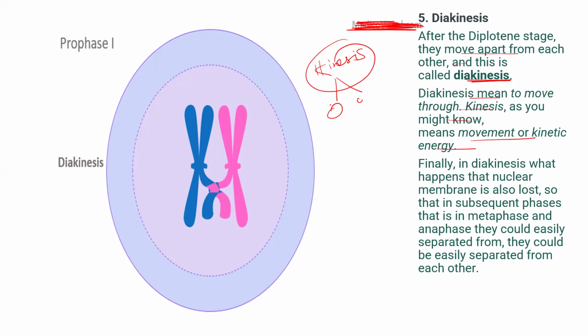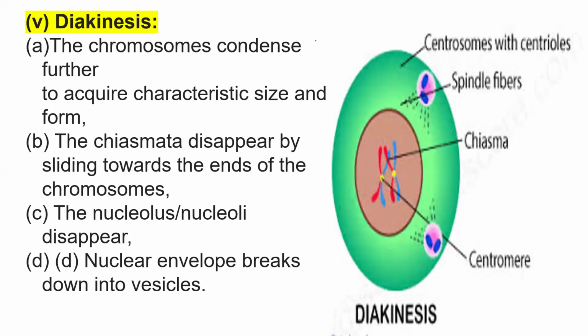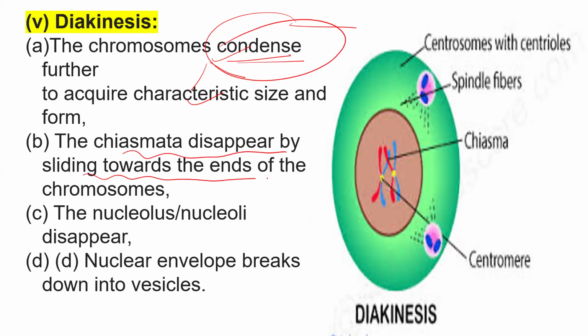So finally in diakinesis, what happens? The nuclear membrane is also lost, so that in subsequent phases, that is metaphase and anaphase, they can be easily separated from each other. In diakinesis, the chromosomes condense further to acquire their characteristic size and form. The chiasmata disappear by sliding towards the end of the chromosome, but not totally disappearing.